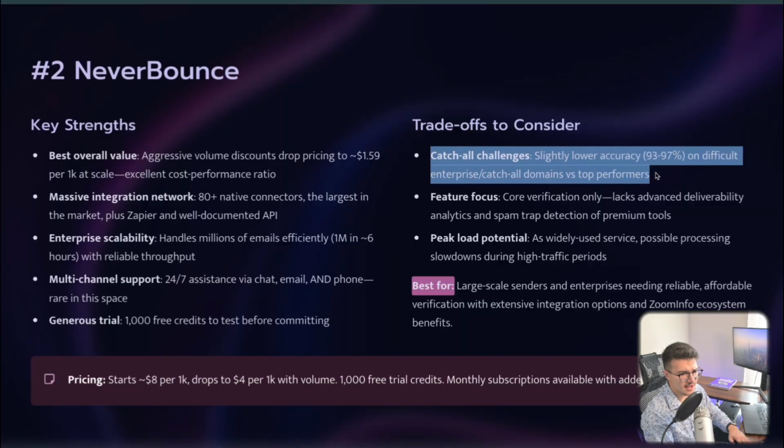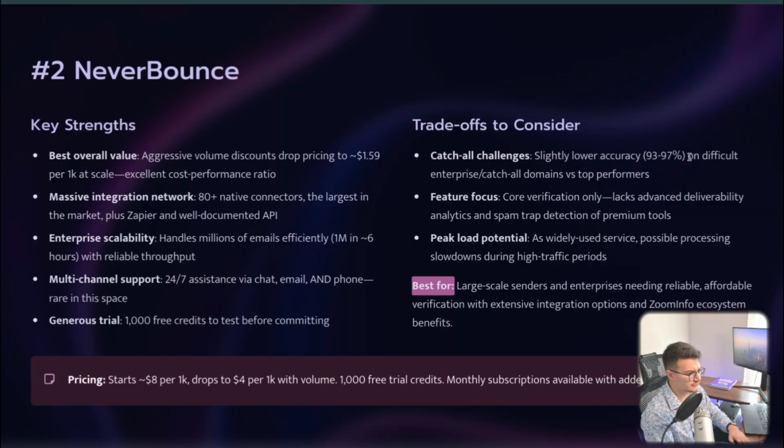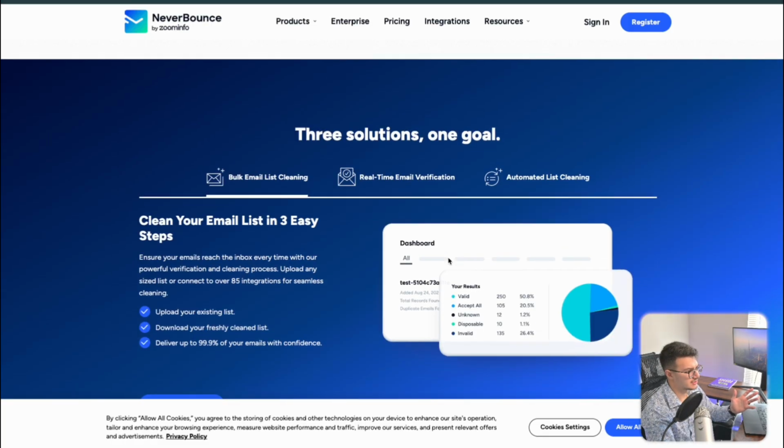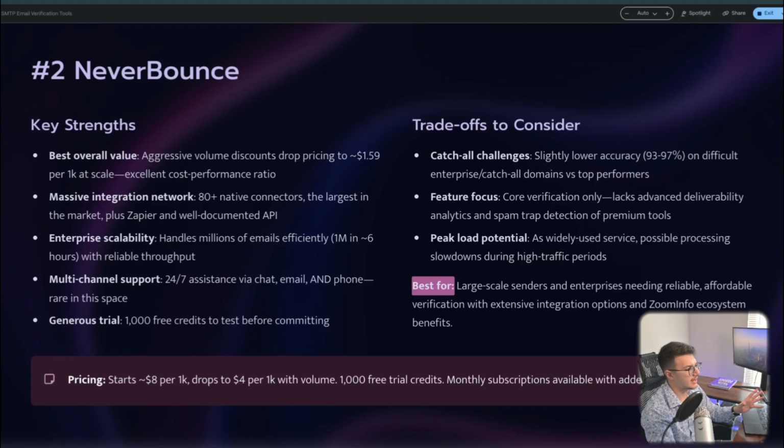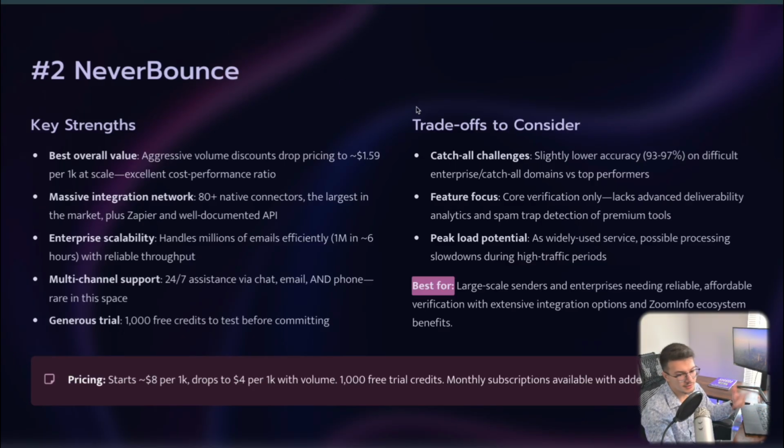Now, once again, they do have slightly lower accuracy, and this mostly comes from difficult enterprise and catch-all domains. So as the accuracy just goes across the table, it's not just valids we're taking into account, right? I just used that as an overall example before to make it easy, but as we're breaking this down now individually, we want to make sure that it can also properly identify these catch-all addresses as well. Now, they also have just core verification, so they don't have any additional deliverability analytics or spam trap detection tools, and it also has peak load issues. Since it's one of the most widely used services, it's going to sometimes be a little slow, just depending on when those times come up, really.